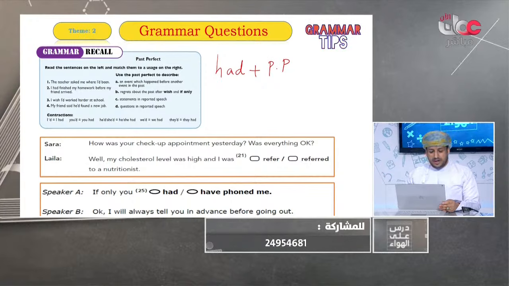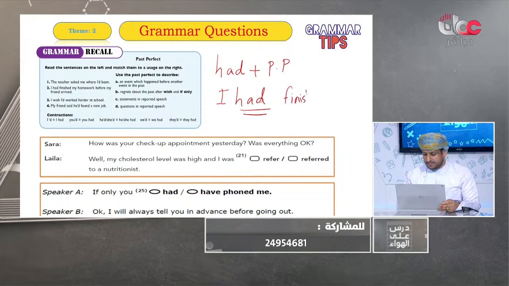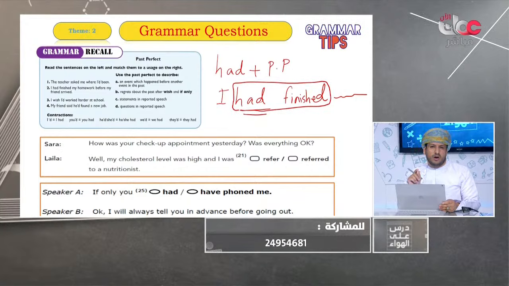This is really important. For example, I had finished my homework. Here, had is the past of have. This structure is called the past perfect. You have to bear in mind that past perfect is had plus the past participle, but be careful dealing with the past participle of the word. For example, with finished, we add ed.